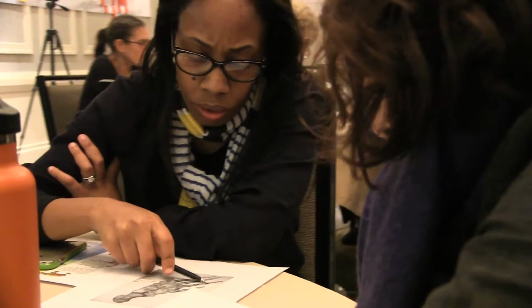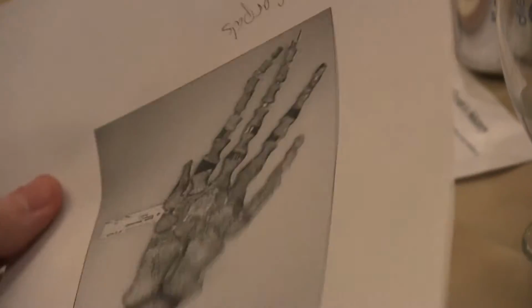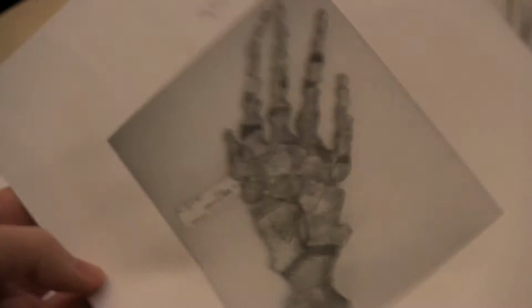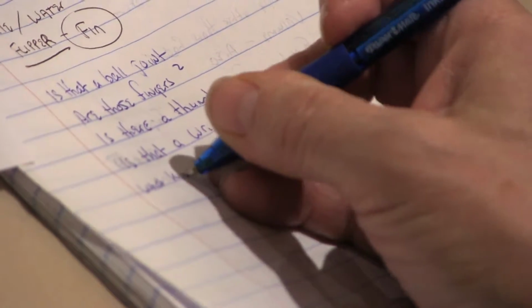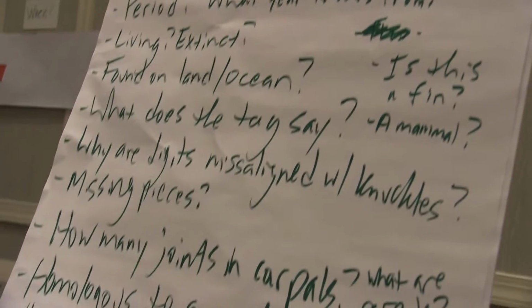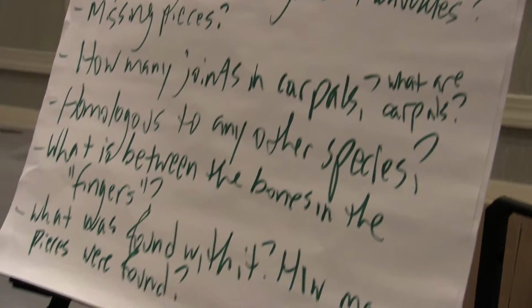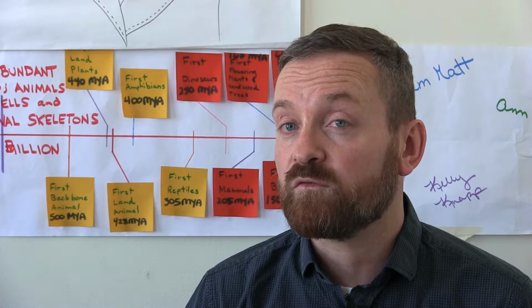I started by showing the group an image of the bones from the flipper of a whale. I asked the group to make observations and then come up with questions. They came up with a lot of really interesting observations and questions. It is an opportunity for students to share background knowledge and generate ideas before we start presenting them with information.